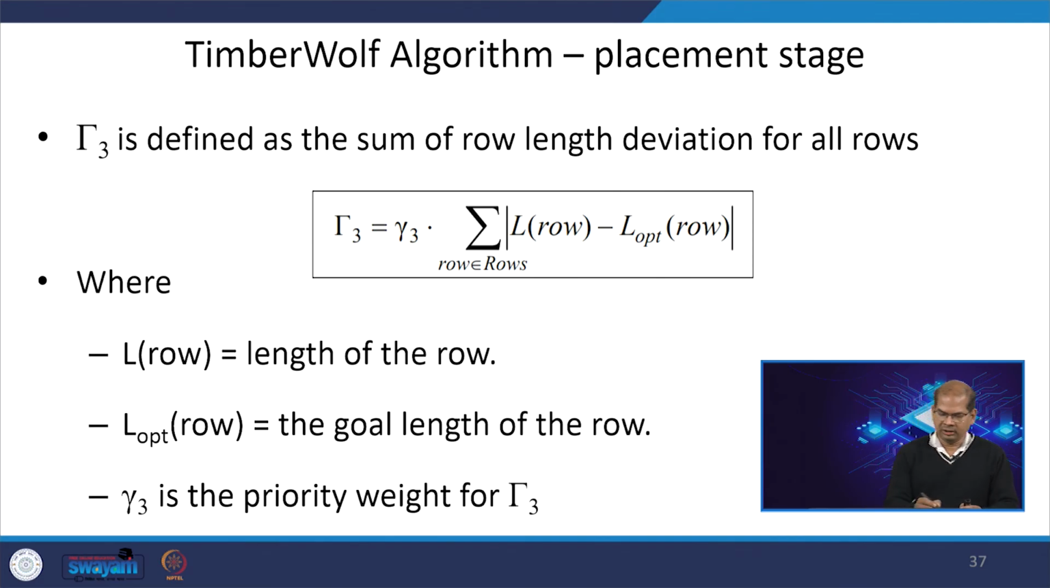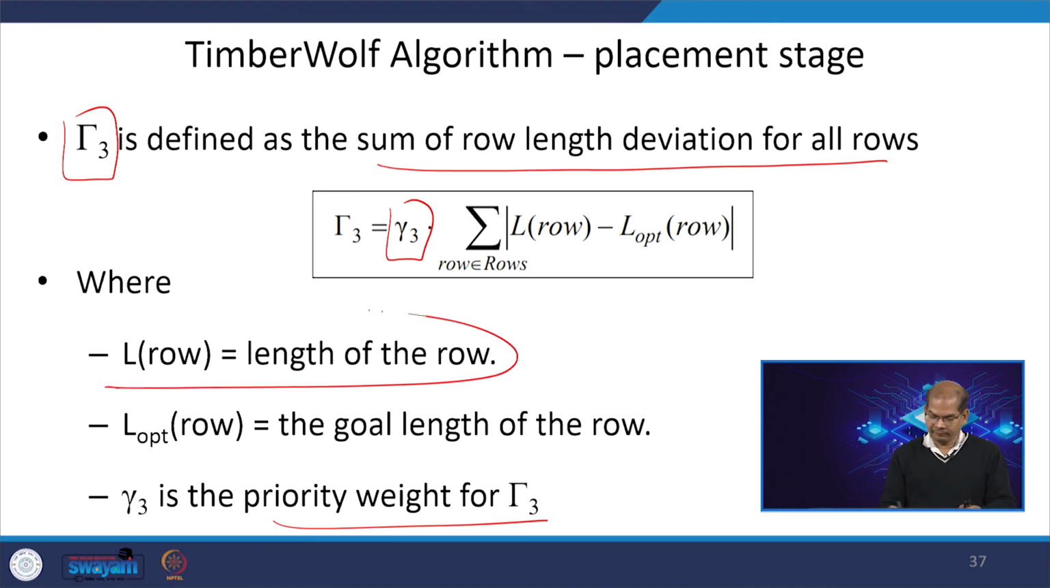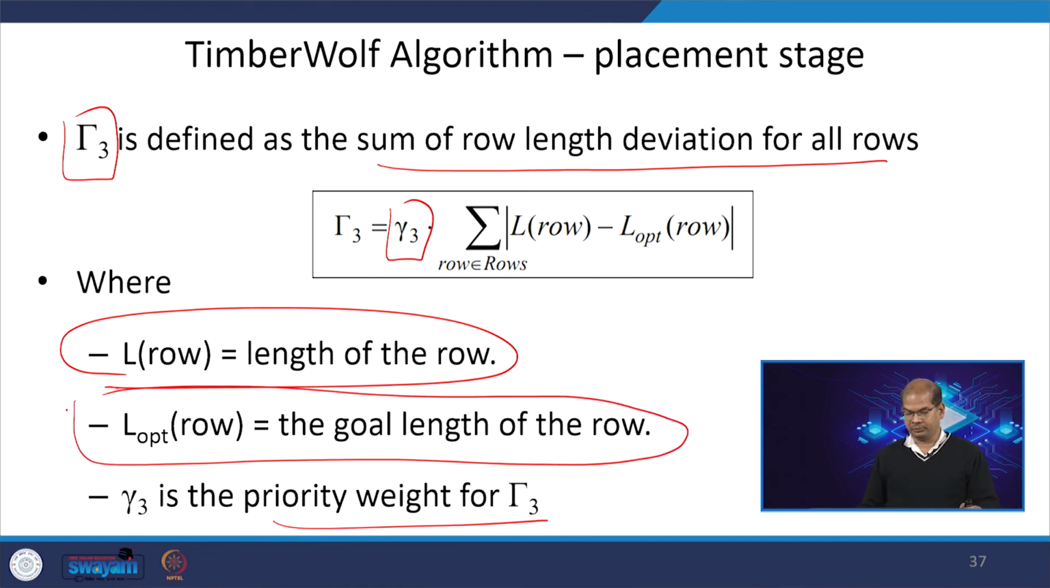Then the third one is defined as the sum of the row length deviation for all rows. So, how much row length deviation is there? Gamma 3 is the priority for this objective function. L row is the length of the row and L opt is the goal length of the row. So, that difference will be taken into account in this objective function.